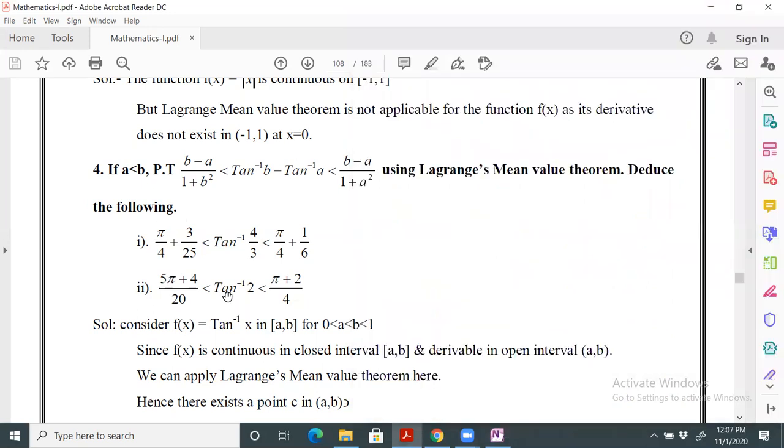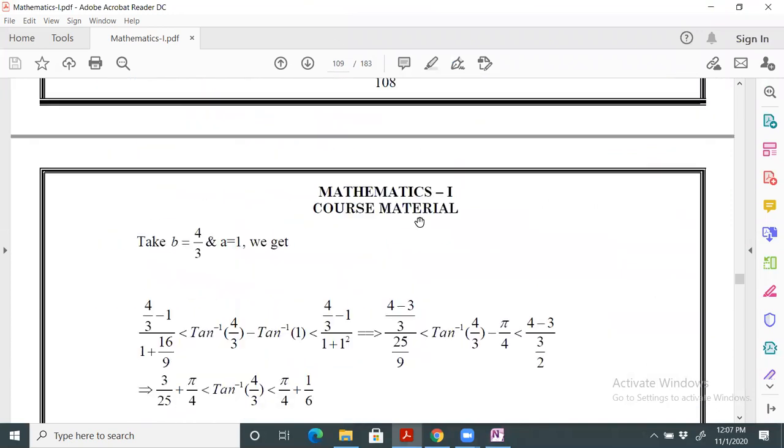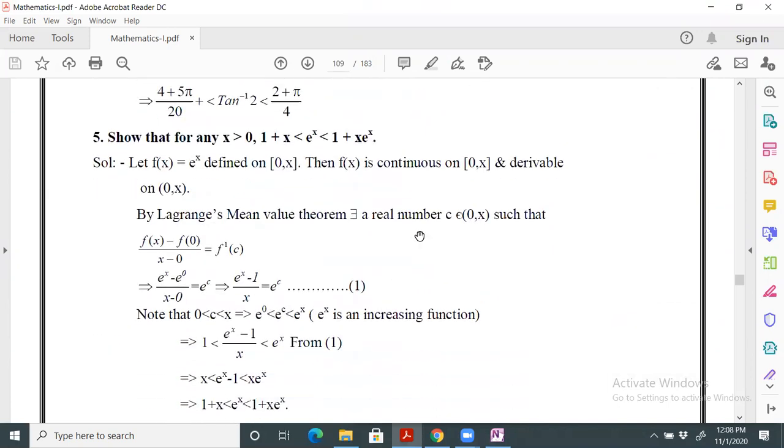In the same manner we have to go for the second condition. Try the second condition also. So this is one problem which is very, very important and the biggest one.